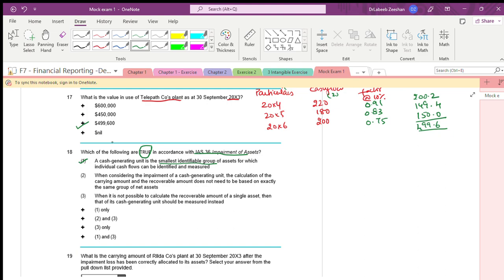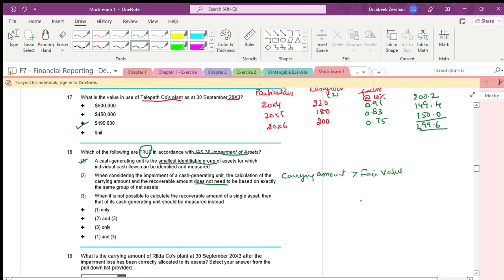When considering the impairment of a cash generating unit, the calculation of the carrying amount and the recoverable amount does not need to be based on that. Carrying amount should be greater than the value for impairment. Is it right? It is not like that.